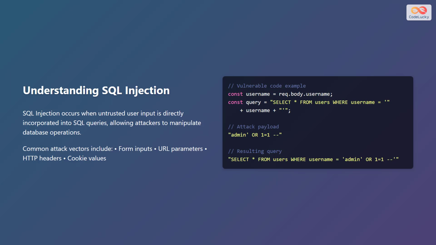Now let's look at an example of vulnerable code, where the username is taken directly from the request body and concatenated into an SQL query. If an attacker provides an input like admin' OR 1=1 --, this will result in a query that bypasses the username check and potentially exposes all user data.